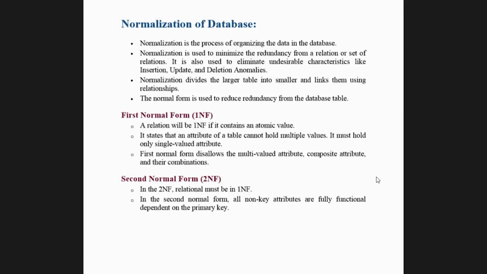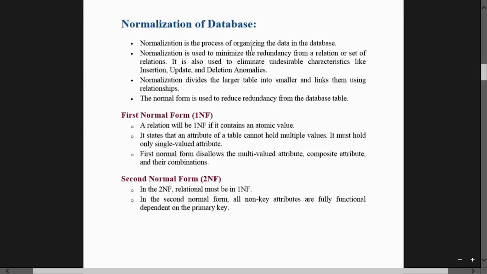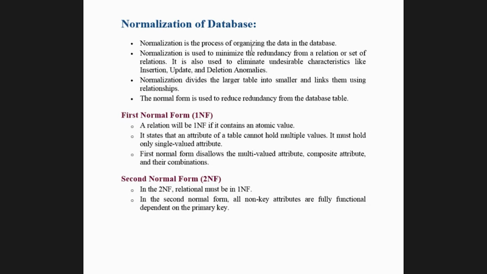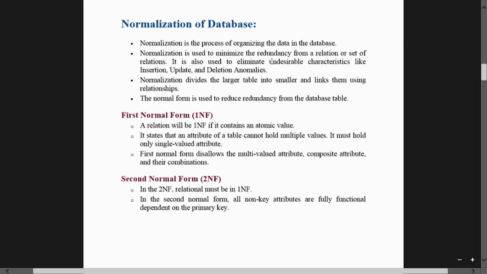So what is normalization of database? Normalization is the process of organizing the data in the database. As we saw that redundancy is reduced in a database, normalization is used to minimize the redundancy from a relation or set of relations. It is used to eliminate undesirable characteristics like insertion, updation, and deletion anomalies. Normalization divides the larger tables into smaller ones and links them using relationships.